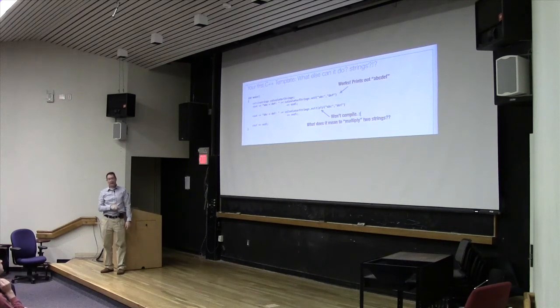How about multiply? What does it mean to multiply two strings together? If you try compiling this as it is, it gets through this and goes, no problem, I can add strings. And then it gets to this and goes, wait a minute. I don't think I can multiply strings. There's no such thing as multiplying strings.